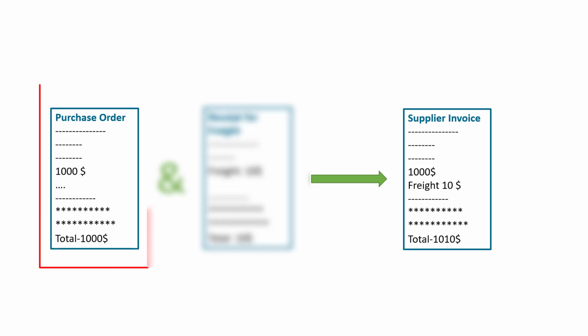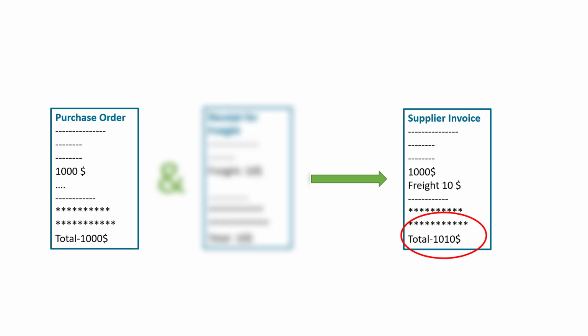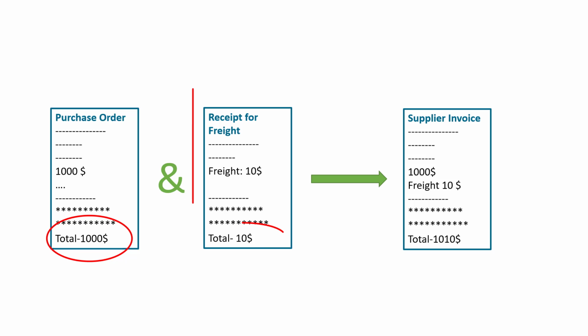A purchase order for $1,000 has been raised and received in JDE. However, its corresponding invoice is for $1,010, which comprises $1,000 corresponding to the purchase order and an additional $10 for freight. Now, let us see how JDE Voucher Match Automation handles this situation and matches the additional fee automatically.